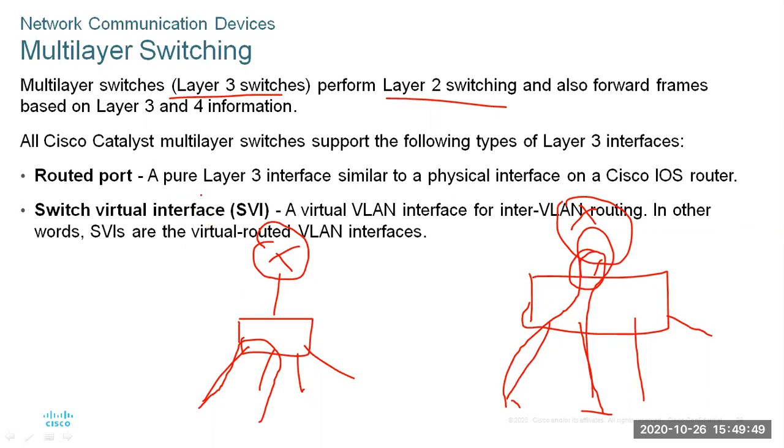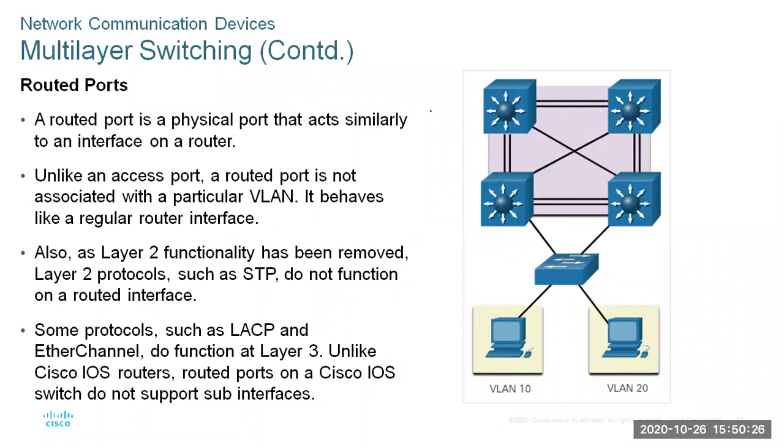So all Cisco Catalyst multi-layer switches actually support two types of layer 3 interfaces. They support routed ports and they support the switch virtual interface. The routed port is actually a pure layer 3 interface, similar to the physical one on a Cisco router. And then a switch virtual interface is like a VLAN interface for inter-VLAN routing. In other words, SVIs are the virtual routed VLAN interfaces.